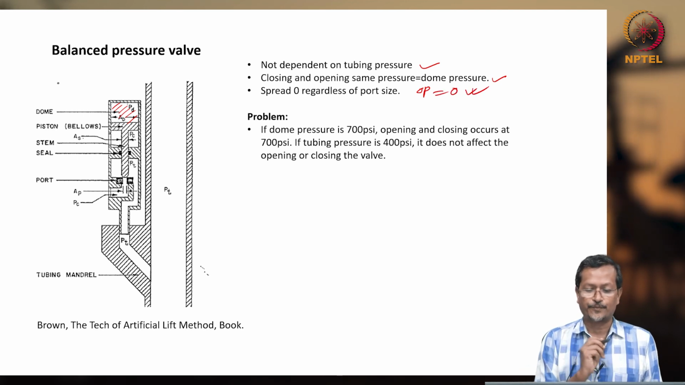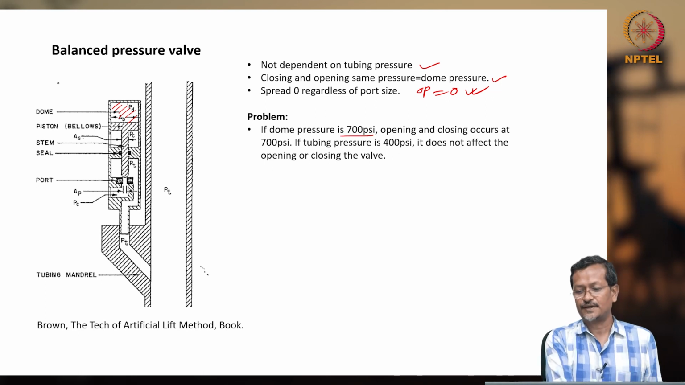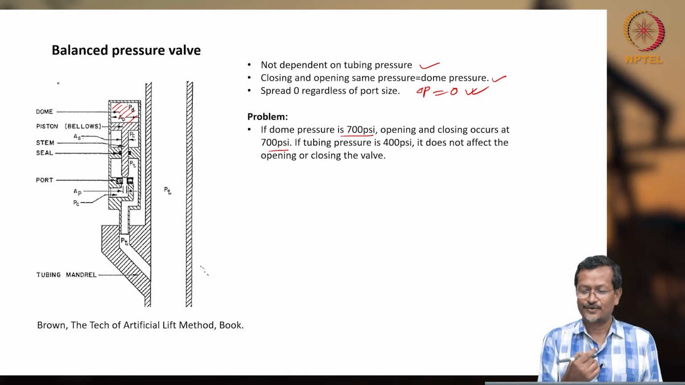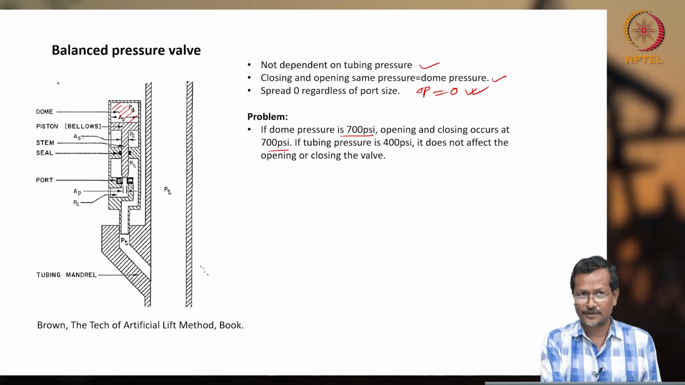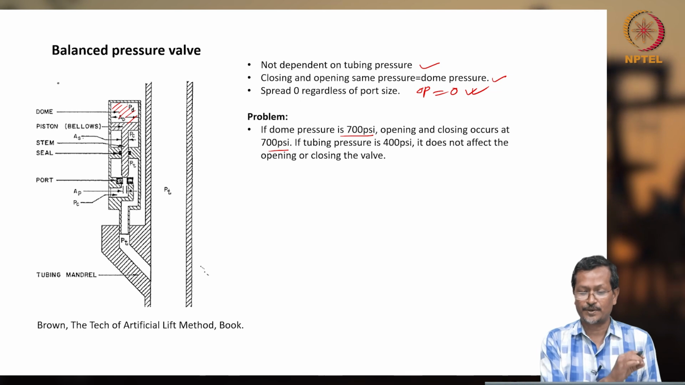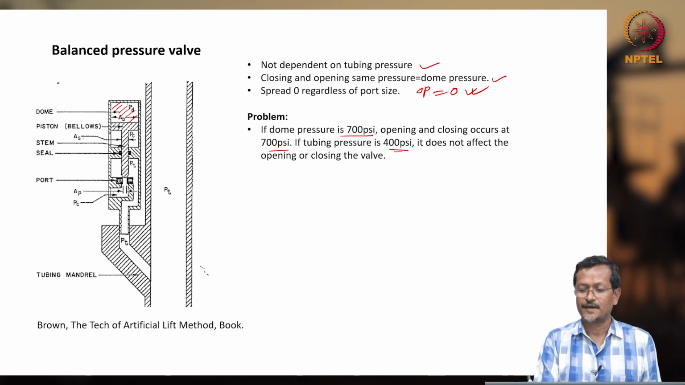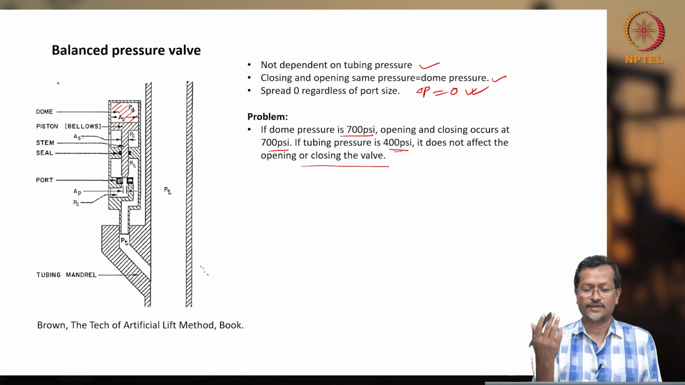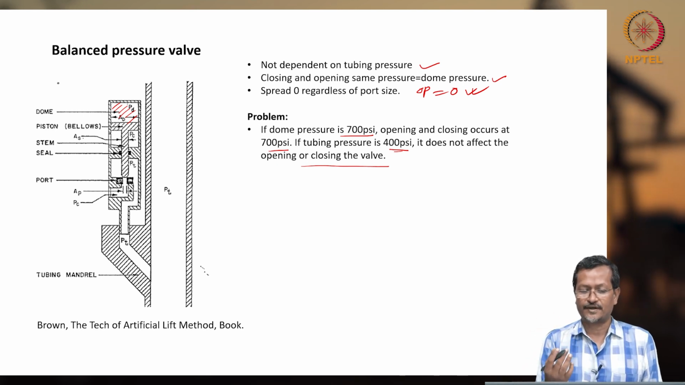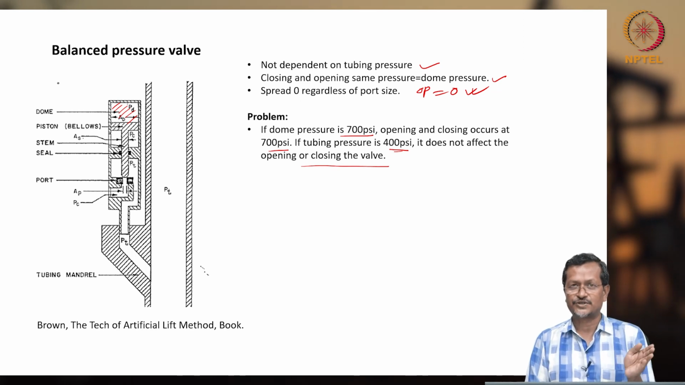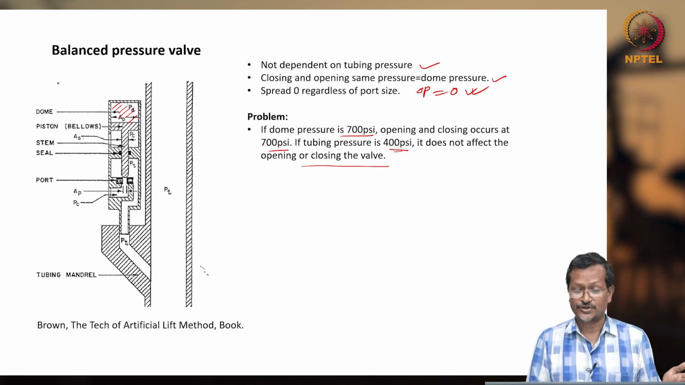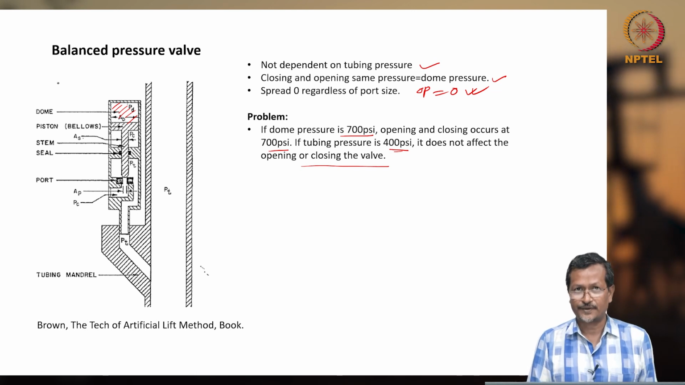Now a problem: if the dome pressure is 700 psi, opening and closing occur at 700 psi. If I give any tubing pressure, your answer will be the same, because it is not affected by tubing pressure. If tubing pressure is 400 or 300, it does not matter. In the exam I can give, for example, dome pressure 1000 and tubing pressure 500, and ask what the opening and closing pressure will be. It is not affected by tubing pressure, even if the tubing pressure changes from 400 to 500.